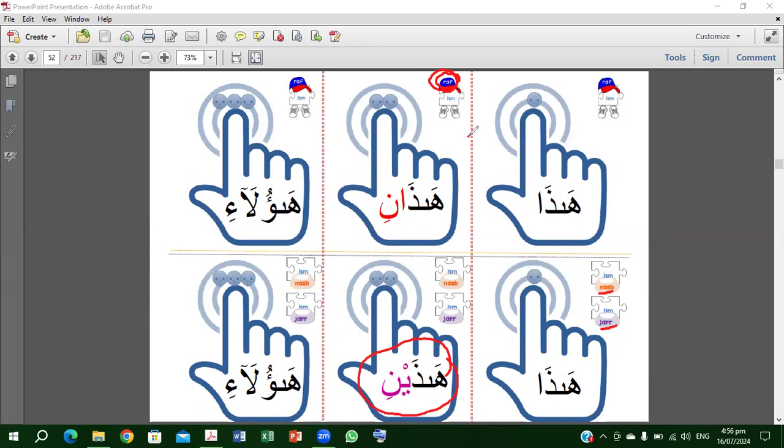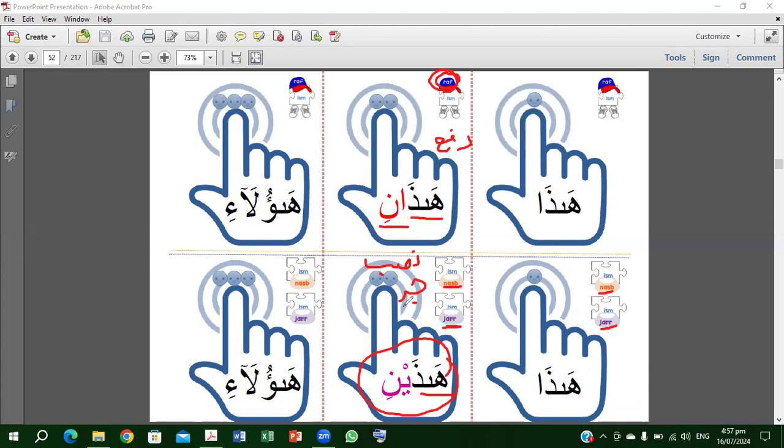In the status of rafa, it will be hadani, with the ani sound. But in the status of nasab and jar, in both these cases, instead of hadani, it will be hadaini. You can see that instead of alif noon, it is ya noon. The rest is the same, right? What is the difference? Instead of ani, it is the aini sound. Instead of alif noon, it is ya noon. Okay, this is nasab and jar.